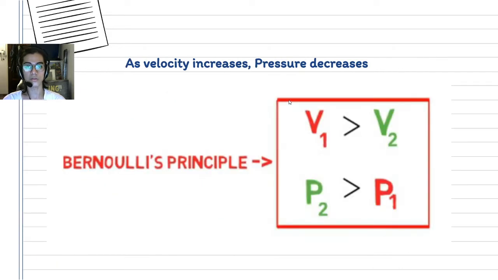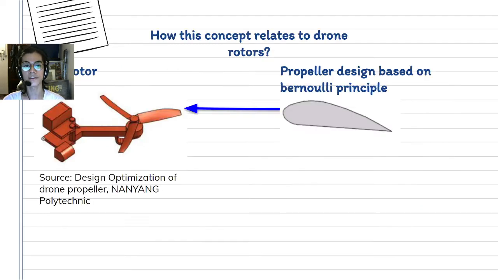And according to Bernoulli's principle, as velocity increases, pressure decreases. And this is a rotor, and this concept relates to rotor. A propeller design is based on Bernoulli's principle, and so are rotors.